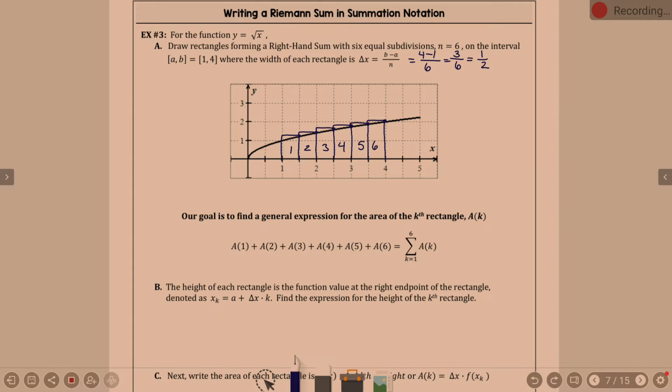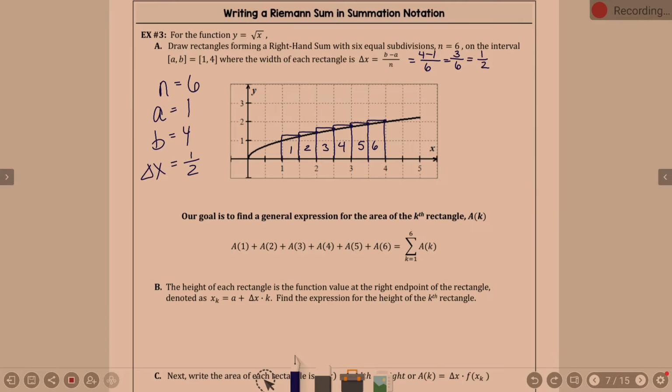Okay. A little bit of information here to make sure that everybody told us n is 6. What's A? A is 1. B is 4. And delta x we found to be 1/2, right? That's all helpful information to know. We're going to try and go through the process here, and then I believe it's the next page that summarizes the process for us, which will be greatly helpful.